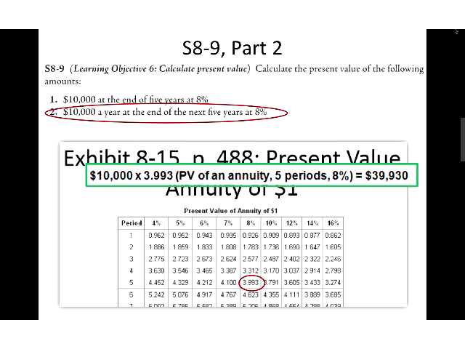Another way of looking at this is if I invest $39,930, I will have $50,000 at the end of the 5 years. That's what the present value of that $10,000 every year is, $39,930. The big key, so that's that homework exercise. You can see we've done the 2 homework exercises today. They will go very, very quickly.